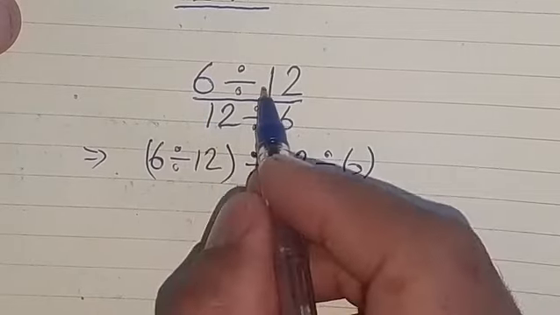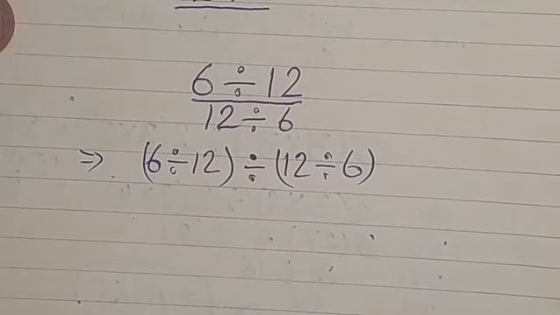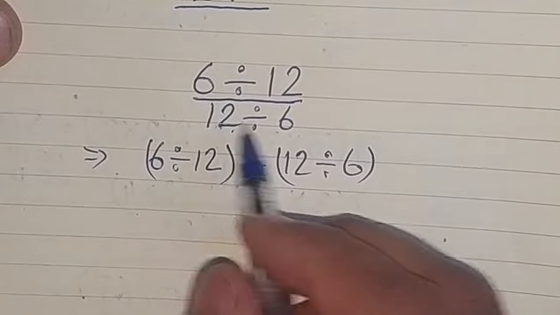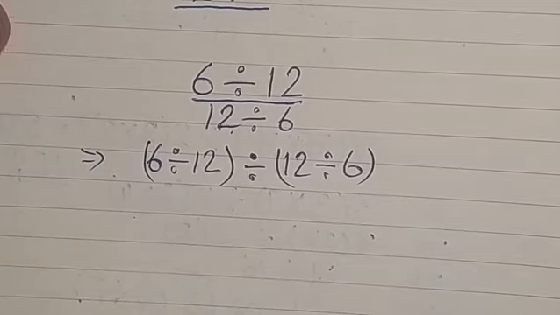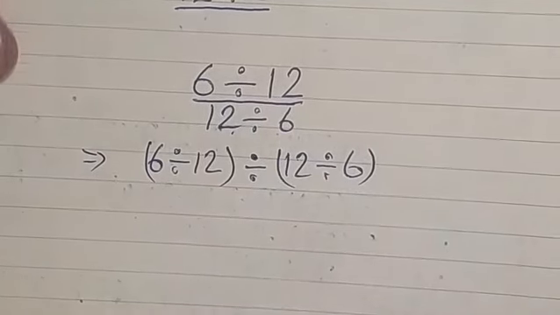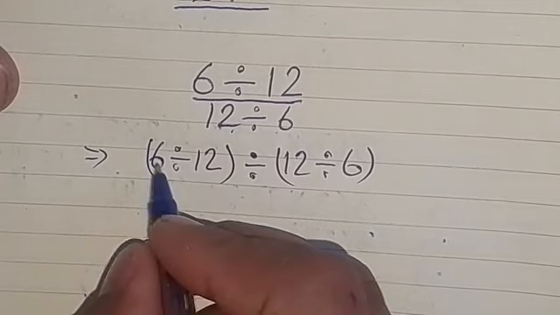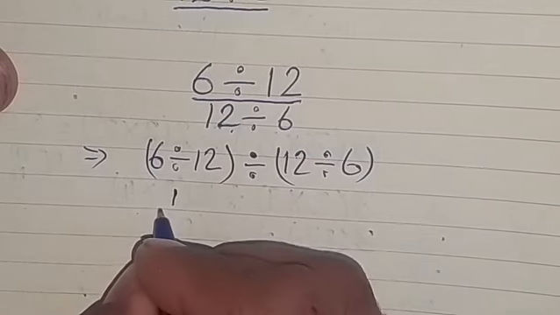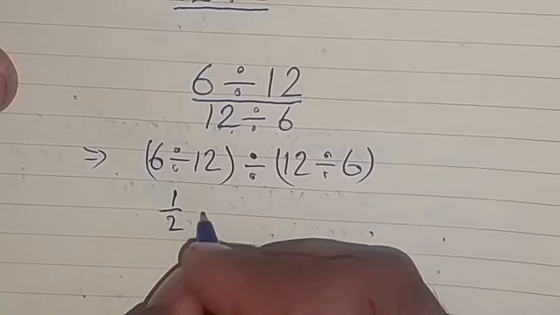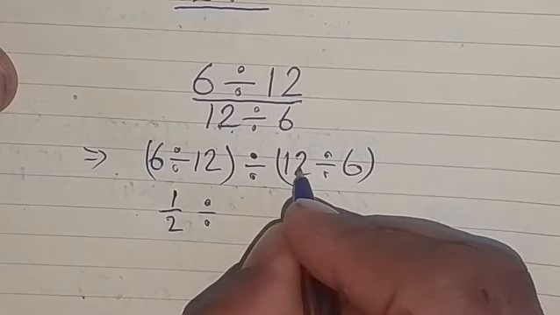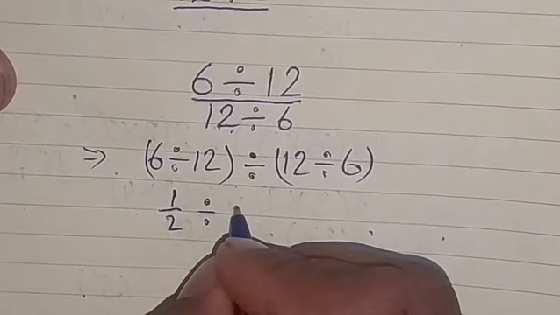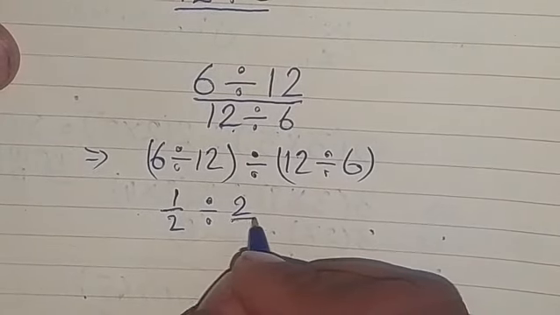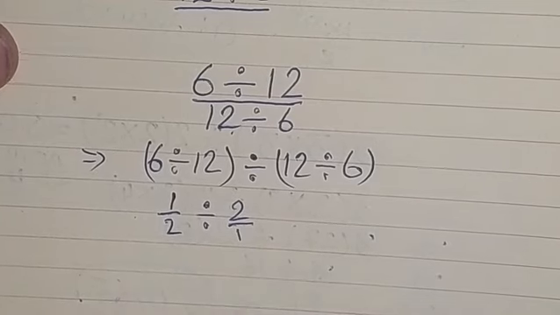First we solve the numerator, then we solve the denominator. The numerator is 6 divided by 12 and the denominator is 12 divided by 6. So 6 divided by 12 gives us 1 over 2, and 12 divided by 6 gives us 2, or we write it as 2 divided by 1.